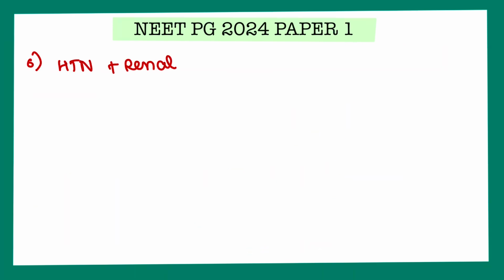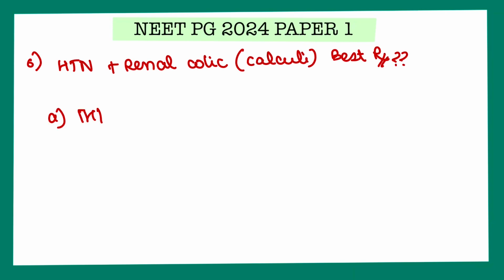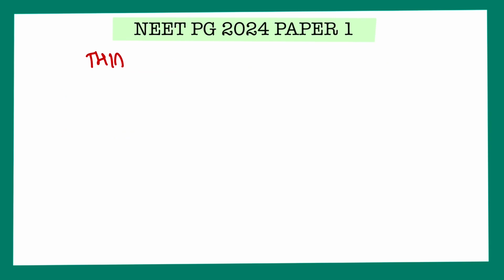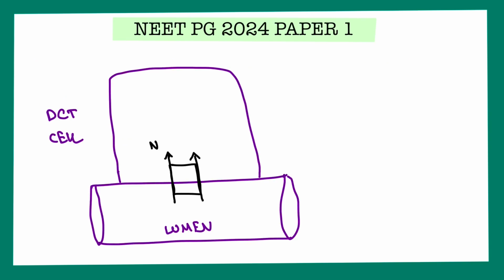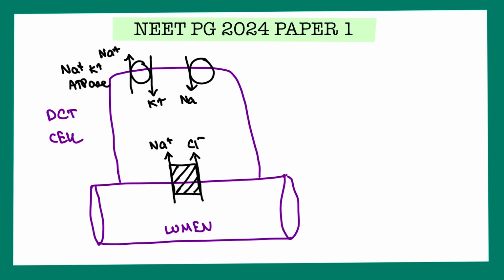Okay. Next is a hypertensive patient having renal colic, calculi. Best treatment, drug of choice is thiazide or loop diuretic? The answer is thiazide, because what thiazide does is it acts on the distal convoluted tubule. So in the DCT, this is the cell having sodium chloride symporter, and there are sodium potassium ATPases and sodium calcium exchanger on the other side of the cell, and this is the lumen.